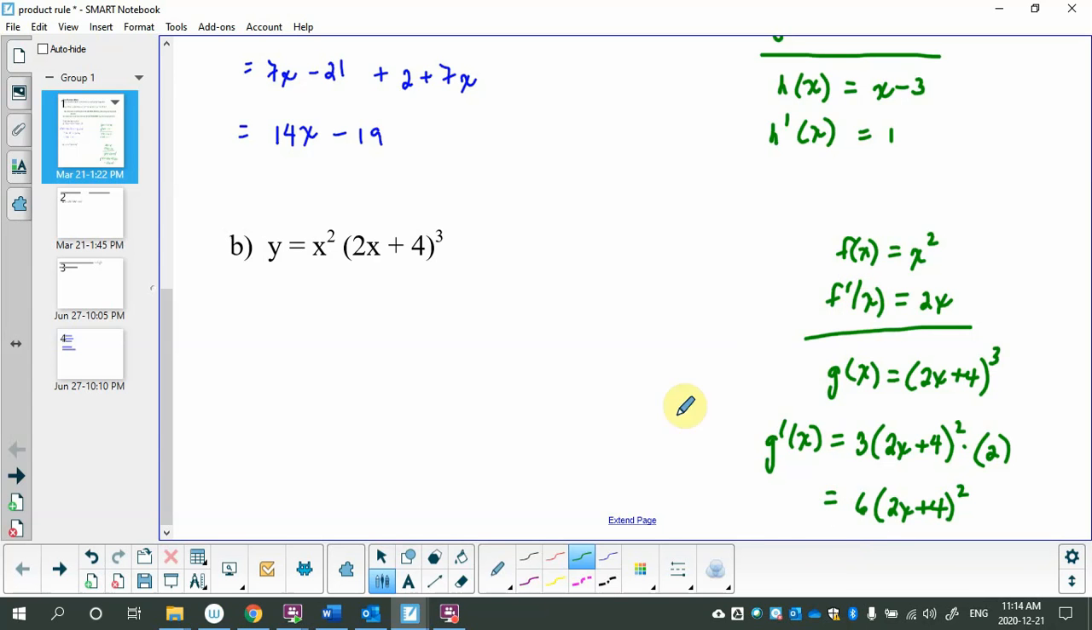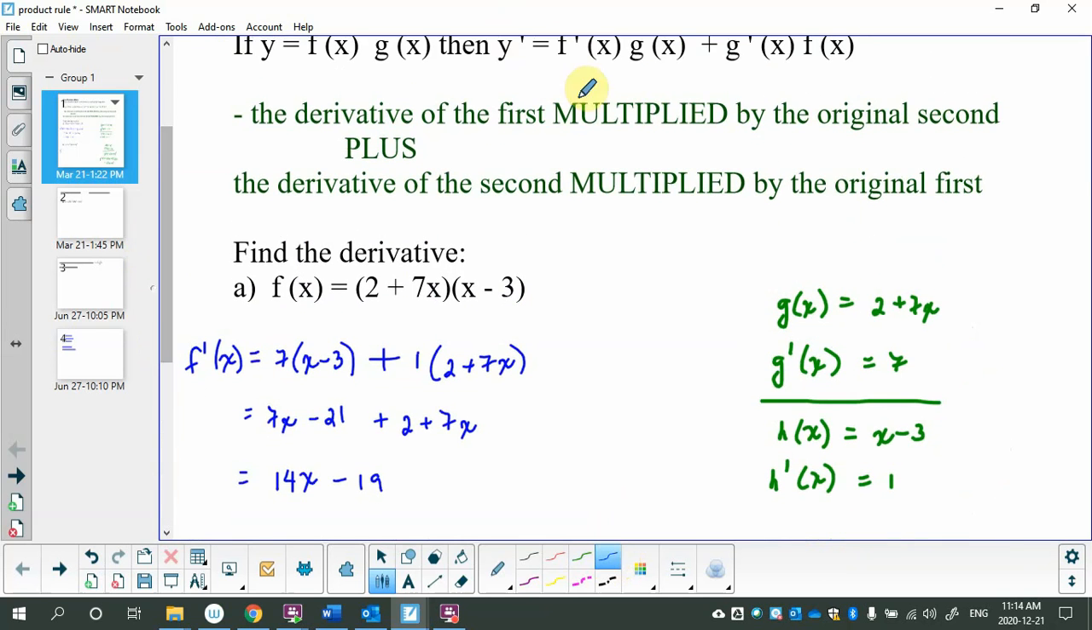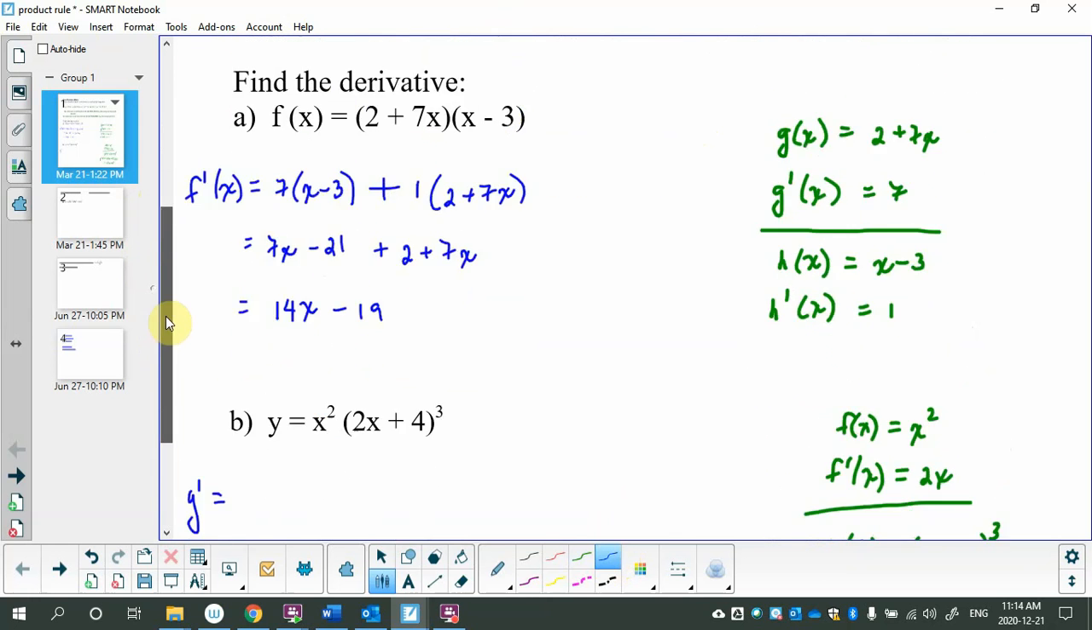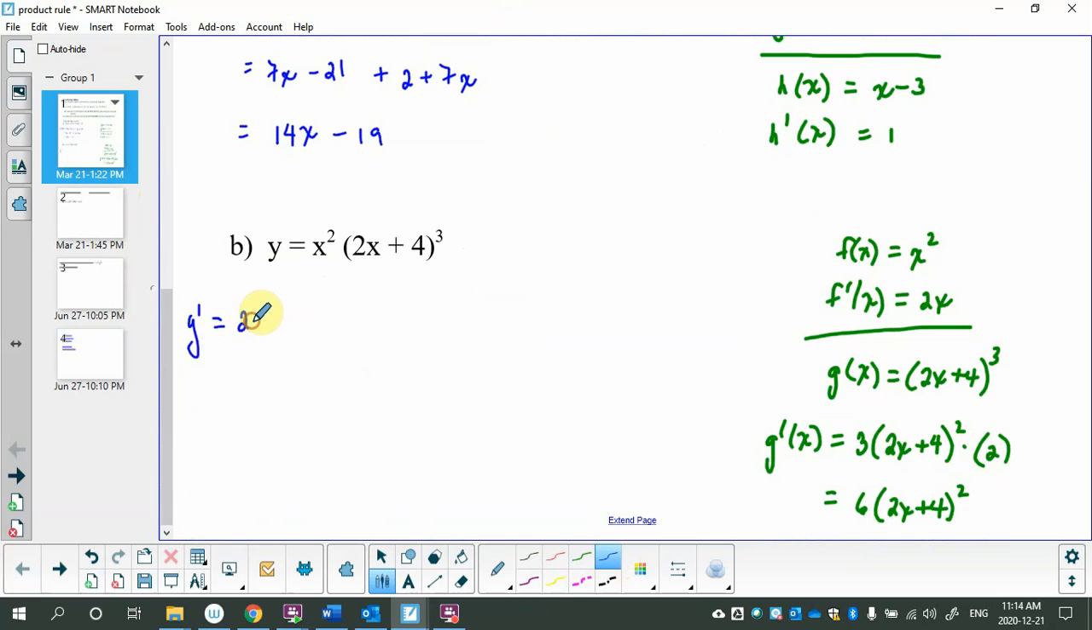So now I've got all my pieces that I can go back over here and do the derivative. So I can piece them back together. So the derivative of the front, derivative of the first multiplied by the original second. Plus the derivative of the second, which we cleaned up here, and that should be a 2.